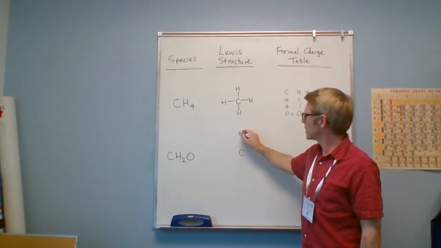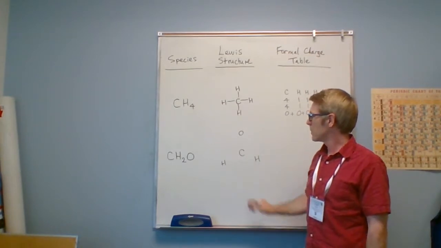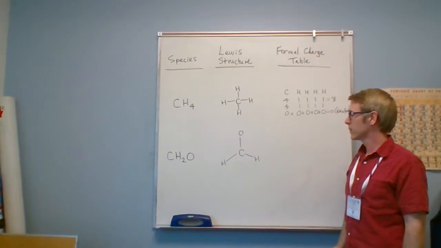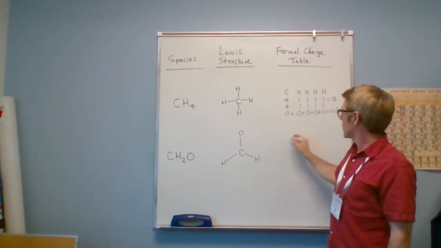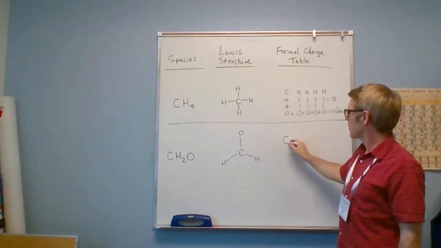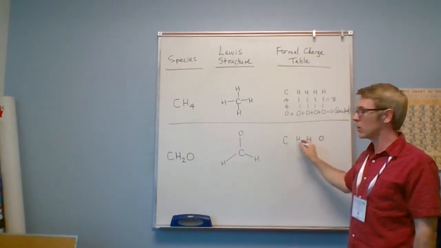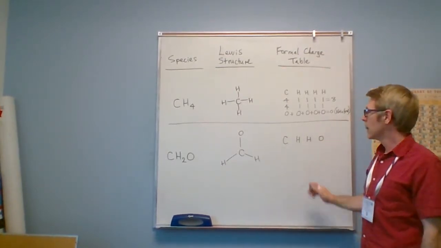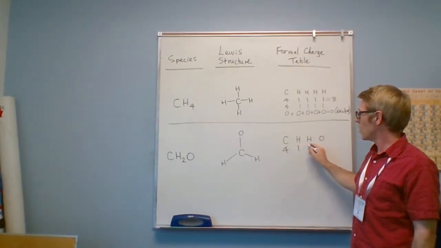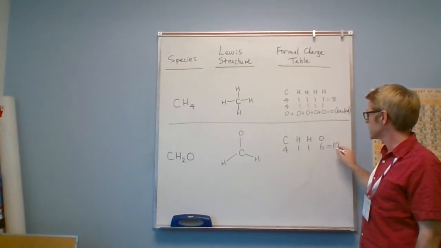Now I'm going to surround it with its non-central atoms, and I'm going to connect everything once. I have carbon, hydrogen, hydrogen, oxygen. It doesn't really matter what order you put these in. I know that carbon has 4 valence electrons, hydrogen has 1, oxygen has 6, so I have 12 valence electrons total.